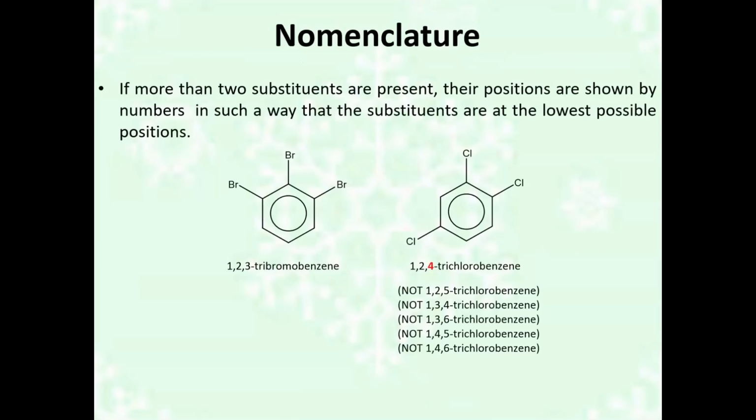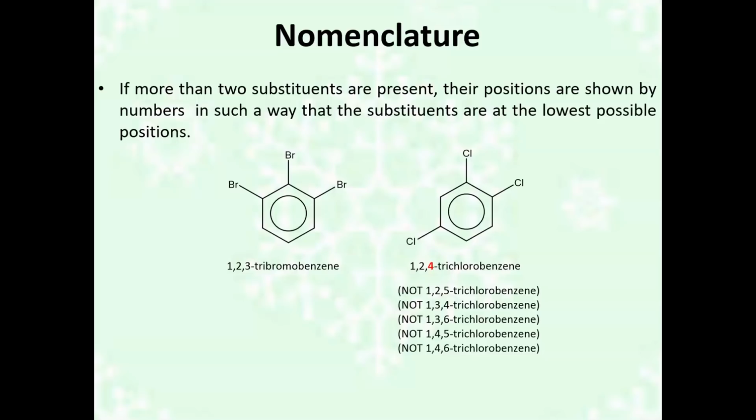Next, if more than two substituents are present, their positions are shown by numbers in such a way that the substituents are at the lowest possible positions. The first example is easy. We have 3 bromines as substituents, so it will be tribromo, and they are next to each other. Whether you put the position numbers from left to right or from right to left, it will give you 1,2,3-tribromobenzene.